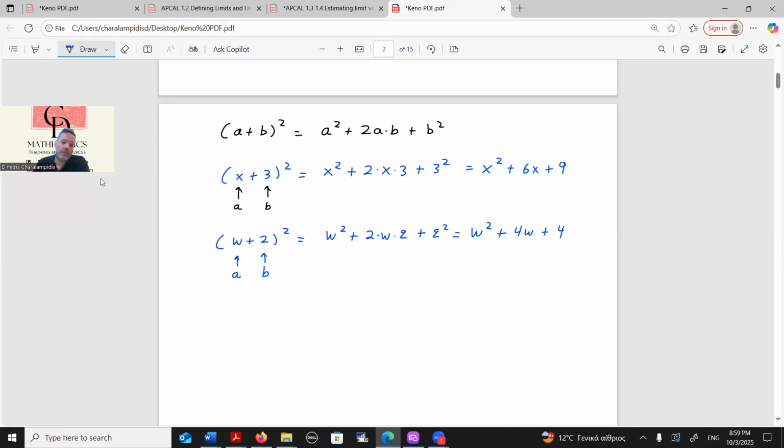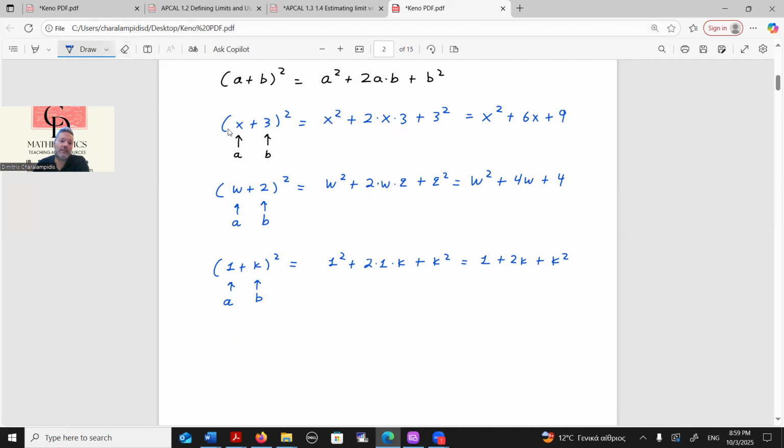Next one. 1 plus K squared. Again, A is played by 1, while K plays the role of B. The expansion of this identity starts with A squared, so 1 squared plus 2 times 1 times K plus K squared. 1 squared is 1, 2 times 1 times K is 2K, plus K squared.